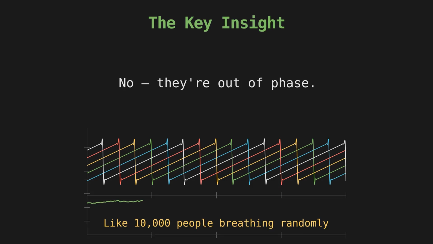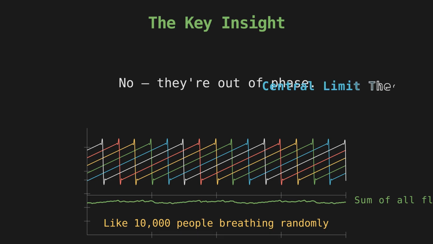Think of 10,000 people breathing in a large room. If one person takes a deep breath, you'd notice the air pressure change. But with 10,000 people breathing randomly, in and out at different times, the fluctuations cancel out. The aggregate is nearly constant. This is the central limit theorem at work.